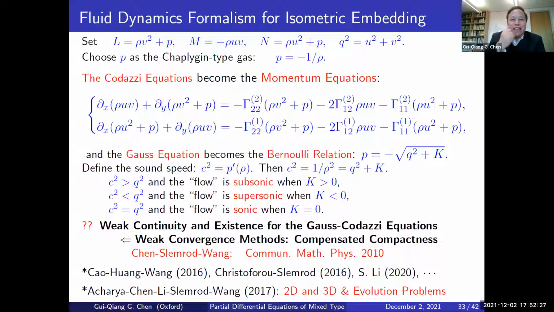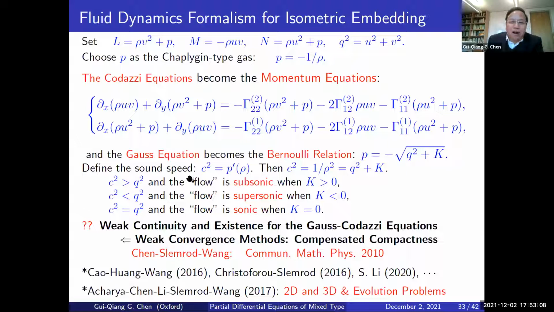It turns out that in this case we could do it by introducing LMN in this form. Then you get the balance law of the momentum equation. The Codazzi equation can be represented by the balance of momentum equation, and the Gauss equation becomes the Bernoulli law relation. The first example I gave you, potential flow, is the conservation of mass and the Bernoulli law. It turns out the Gauss-Codazzi equation gives the momentum equation coupled with the Bernoulli law in this format.